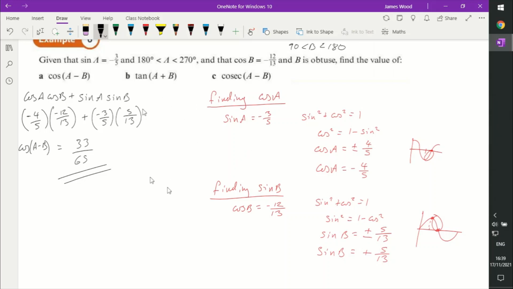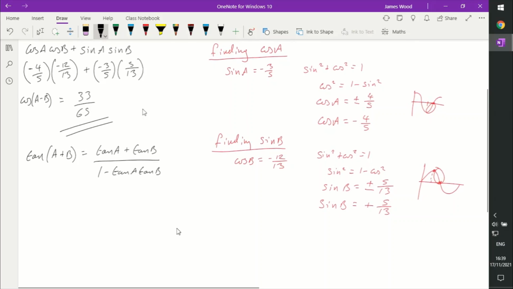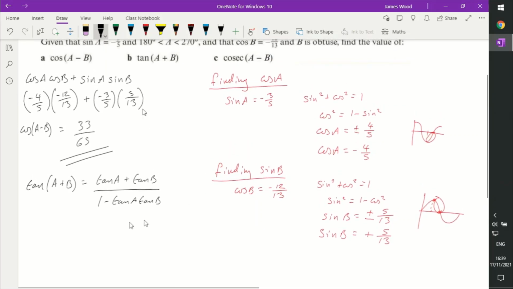Now to find some of the other results, I can do a similar sort of thing. Hopefully now that I've worked out quite a few values, these should be a bit easier. So tan A plus B, I can use my addition formula, tan A plus tan B over 1 minus tan A tan B. Now, I don't know any of my tan values, but I do know all of my sines and coses, so I can just write these all as sine over cos.